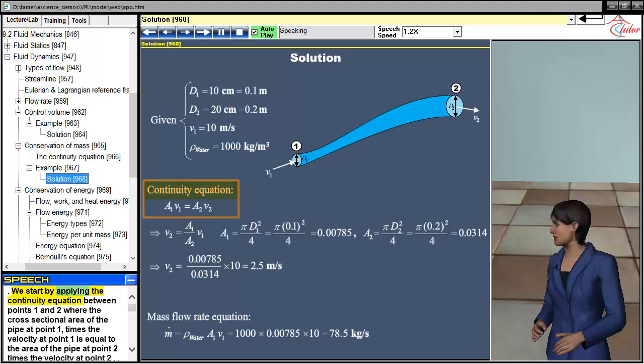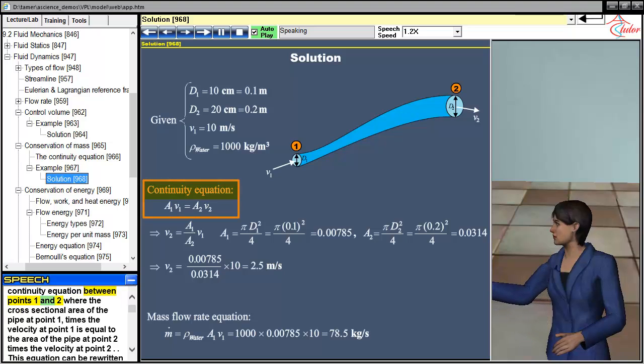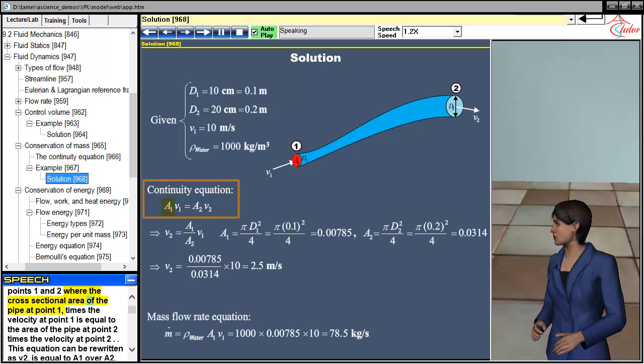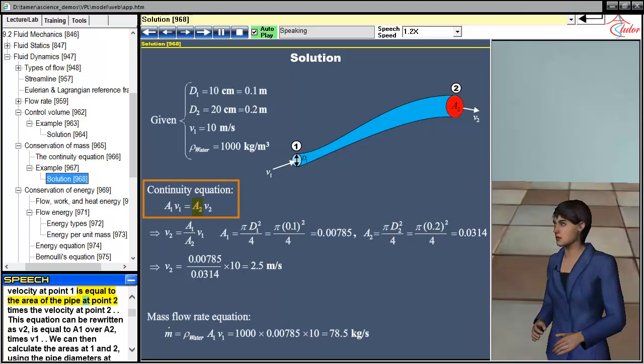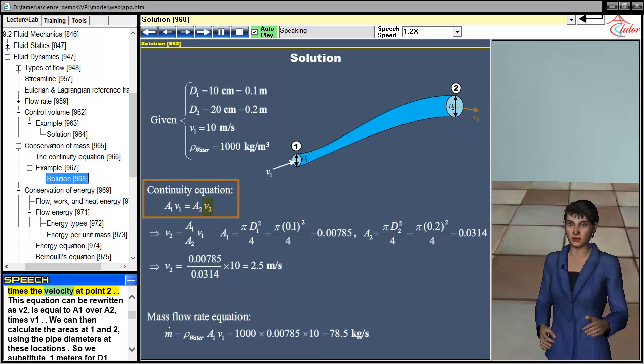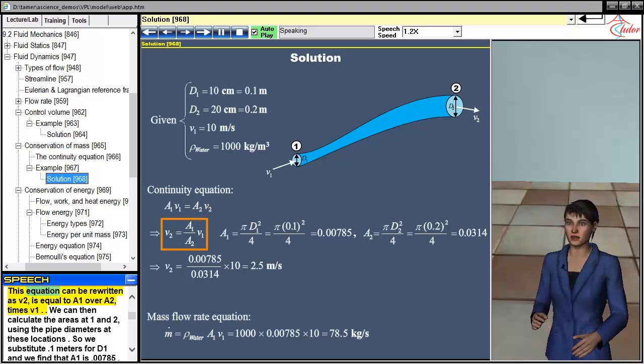We start by applying the continuity equation between points 1 and 2, where the cross-sectional area of the pipe at point 1 times the velocity at point 1 is equal to the area of the pipe at point 2 times the velocity at point 2. This equation can be rewritten as V2 is equal to A1 over A2 times V1.